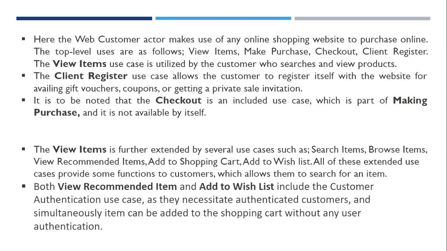The view items use case is utilized by the customer who searches and views products. Next, the client register use case allows the customer to register with the website for availing gift vouchers, coupons, or getting a private sale invitation. So this is the use of the client register use case. And it is to be noted that checkout is an included use case, which is a part of make purchase, and it is not available by itself.